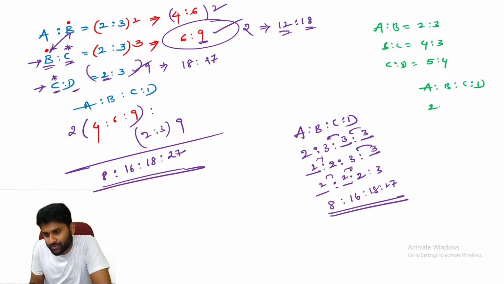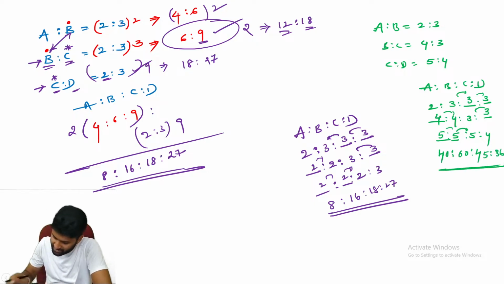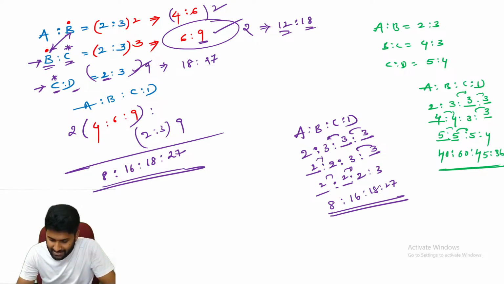Now see, A is to B, 2 is to 3, D not given. 4 is to 3, 5 is to 4. Here 5, here 5, here 4, D, D, D. Guys, simply replace the previous element every time. See, 5 4s are 20, 2 2s are 40, 2 3s are 60, 3 3s are 45, 3 3s are 36. This is the final ratio. Very good. Guys, is it clear?